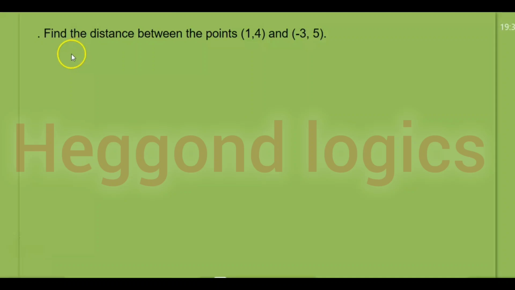Hello everyone, today we are discussing some important questions from the coordinate geometry chapters. The first question is: find the distance between the points (1, 4) and (-3, 5).